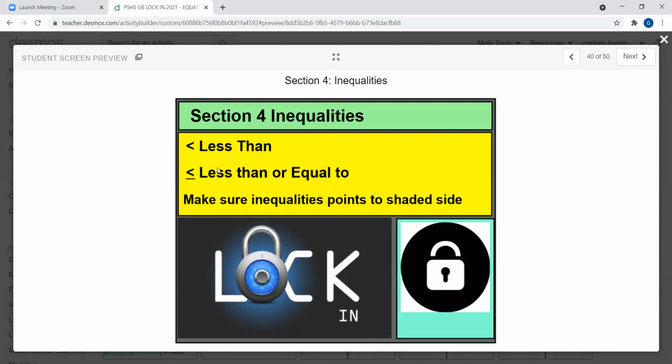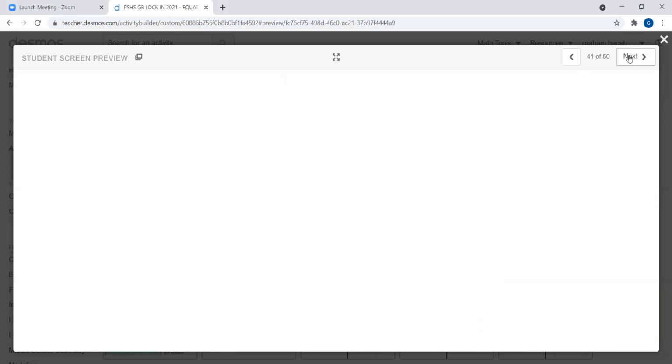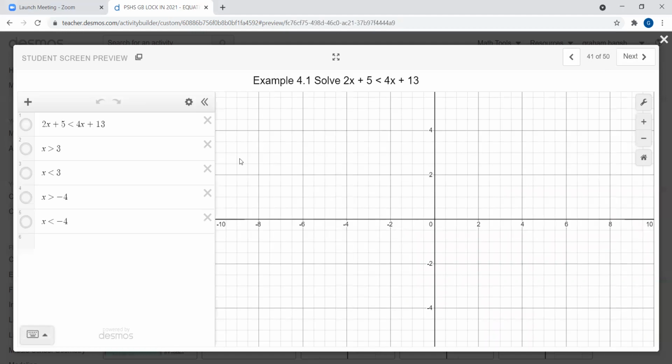Our inequalities. I always like to remind people that less than, notice how it points to the left, and both of these begin with the letter L. That's often a good way in case people forget. I know people talk about the crocodile when they're in elementary school, but they might not necessarily remember what that means. So here's an example. Solve this question. We have 4 multiple choice answers.